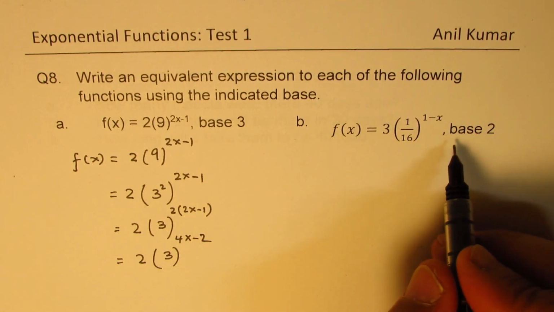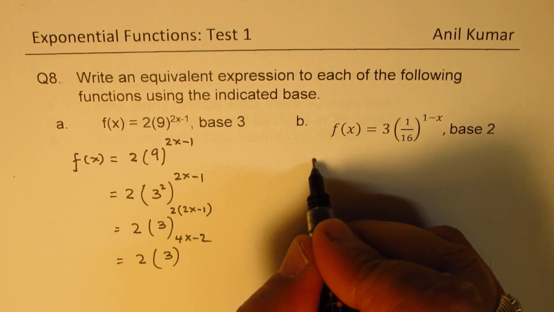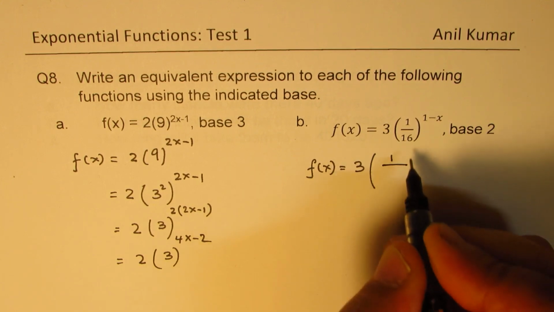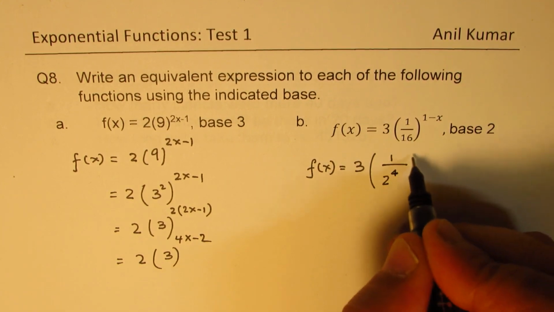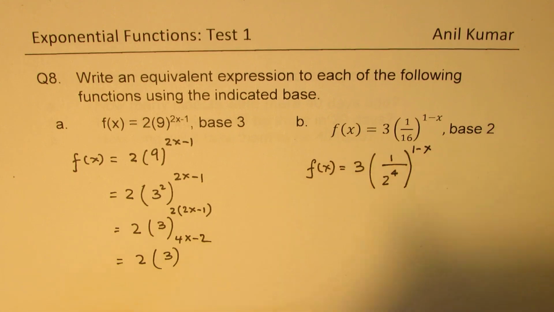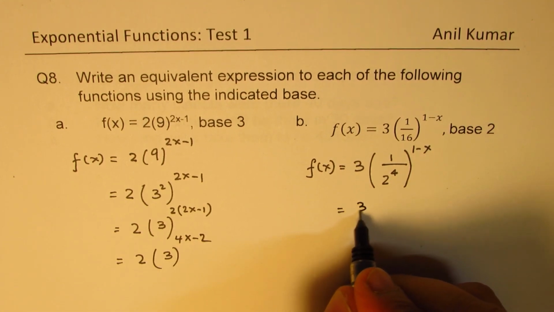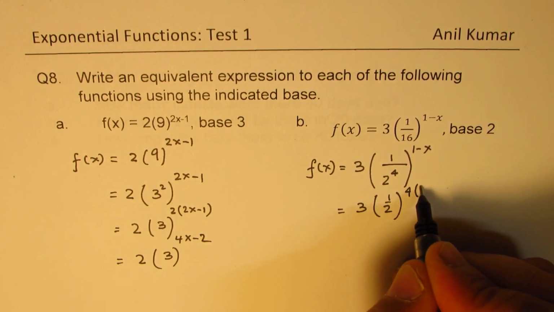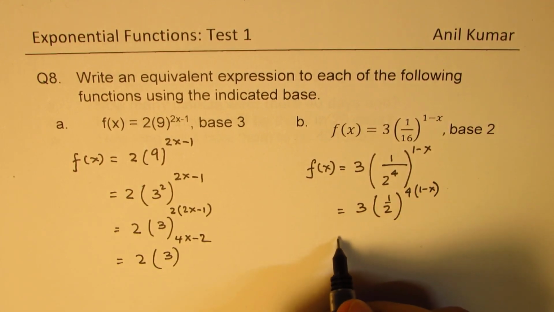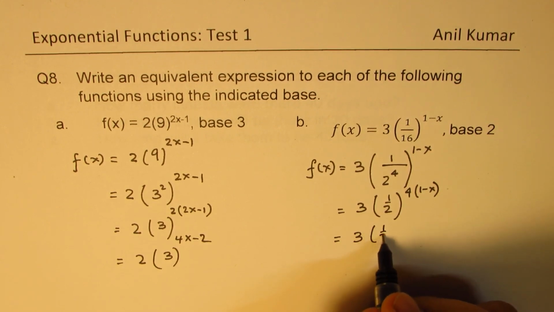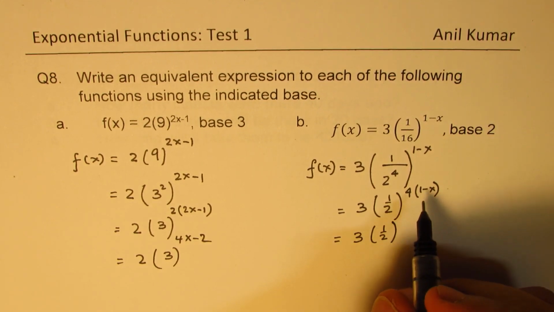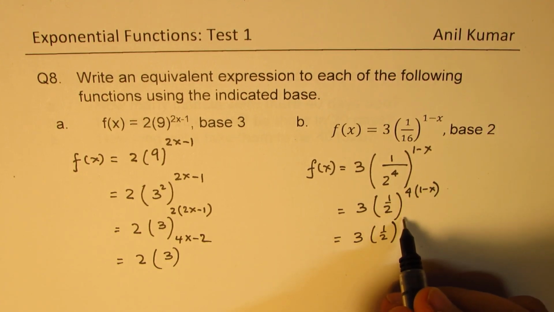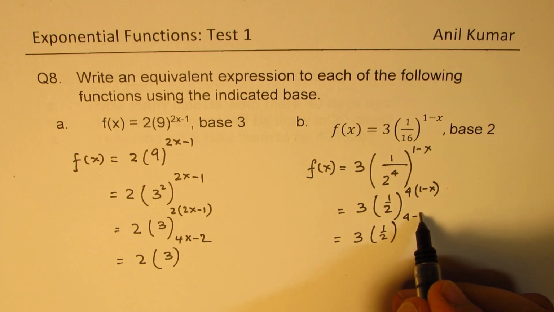The next one here, we need to change the base to 2. So we could write this function f of x as 3 times 1 over 16 to the power of 1 minus x, since 2 to the power of 4 is 16. Now this could be written as 3 times 1 over 2 to the power of 4 times (1 minus x), which could be written as 3 times a half to the power of, and let's open the bracket, 4 minus 4x.